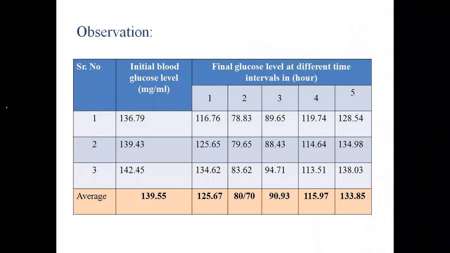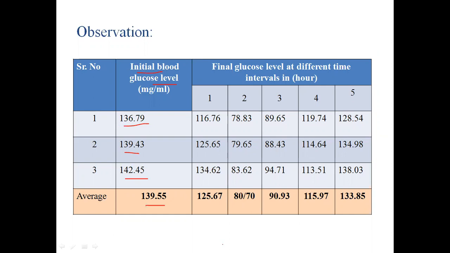So I can show you. Say this is the observation table. The initial blood glucose level is without insulin. Okay, this is 136, 139, then 142, and the average is 139.55.